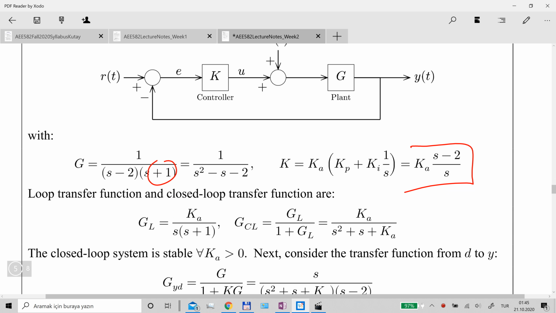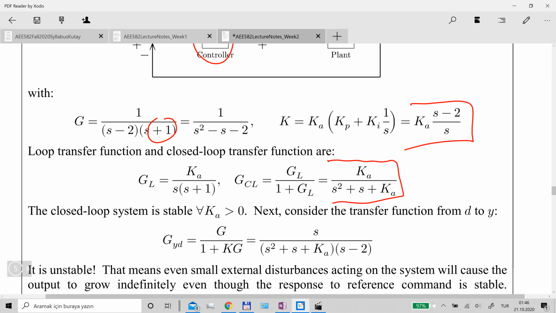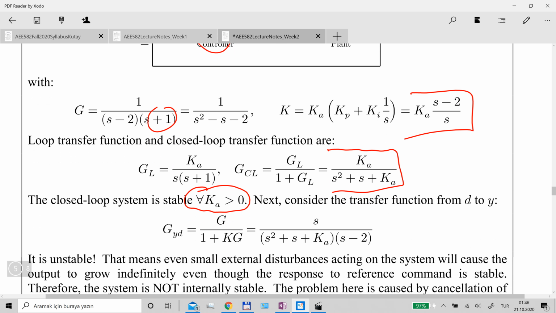Okay, so now let's take a look at the loop and closed loop transfer functions. The loop transfer function is these two multiplied together, which is this transfer function. And the closed loop system transfer function turns out to be this one, Ka over S squared plus S plus Ka. Okay, so when you look at the poles of this closed loop system, you can see that the closed loop system is stable for all positive values of Ka. So yeah, it seems to be a nice controller, nice closed loop system which is stable for all values of Ka.